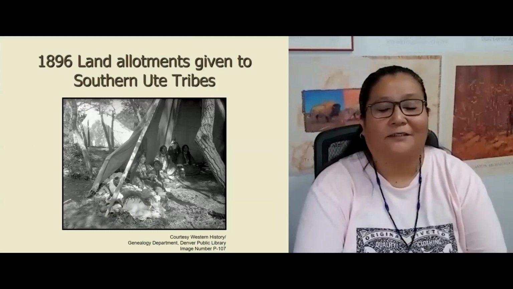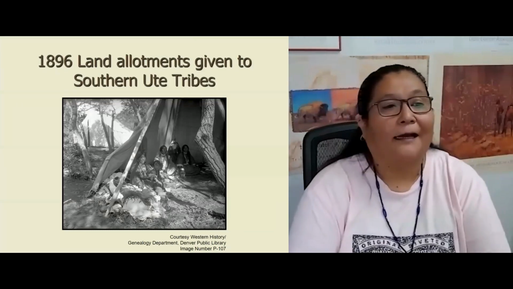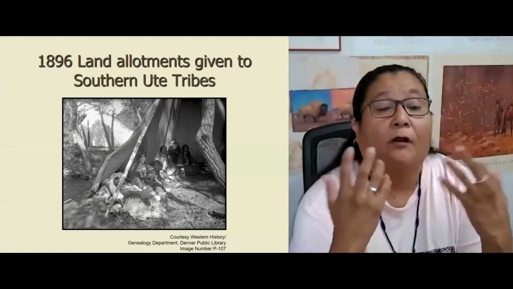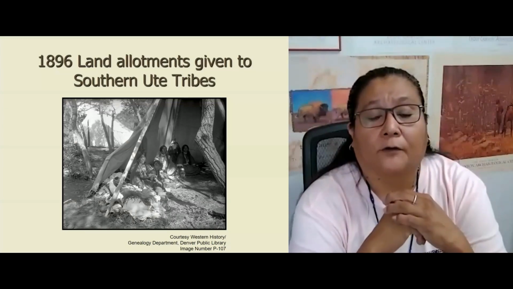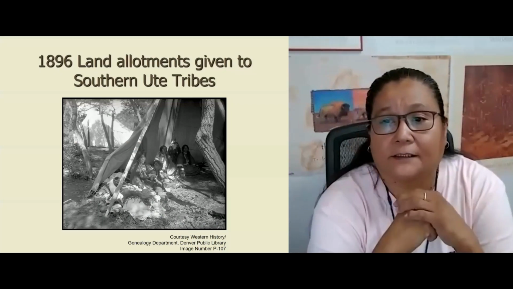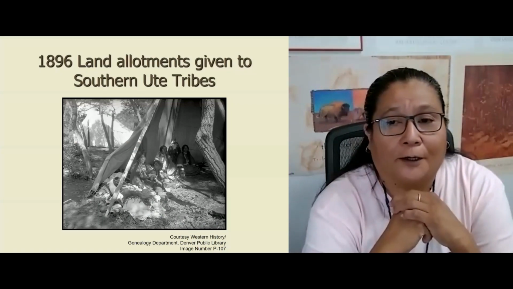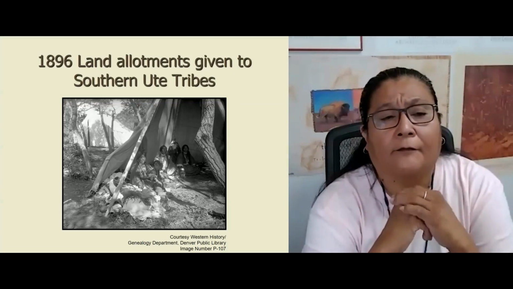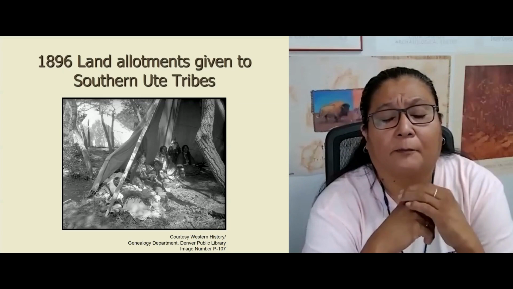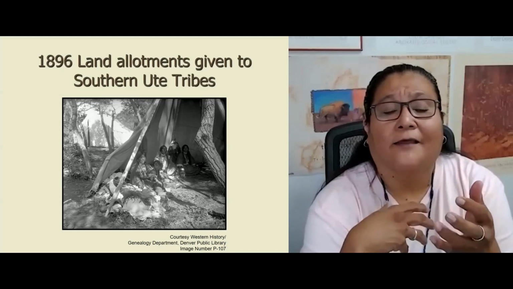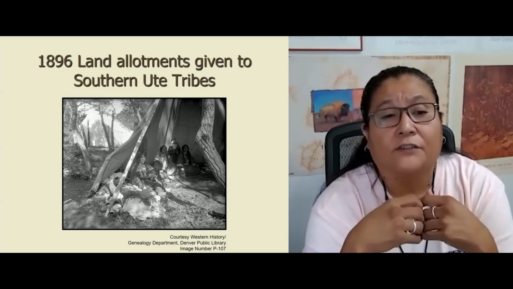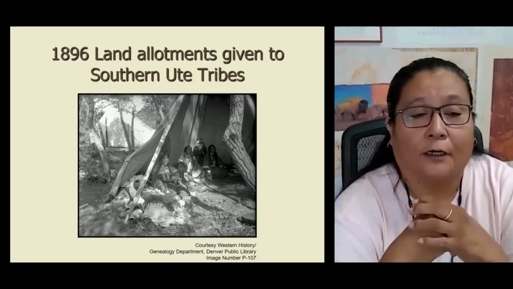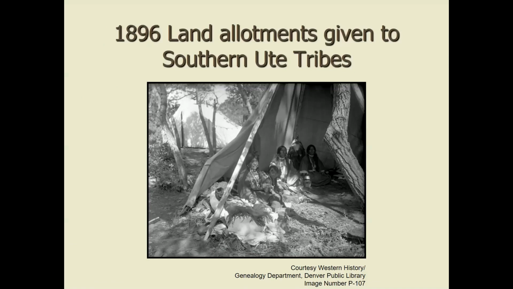1896 land allotments, also known as the Dawes Act. This was happening all over Indian country. The Dawes Act is this thing where you are given a certain amount of land. And the government's idea is that eventually people will start selling these lands, and then there won't be any more reservations.